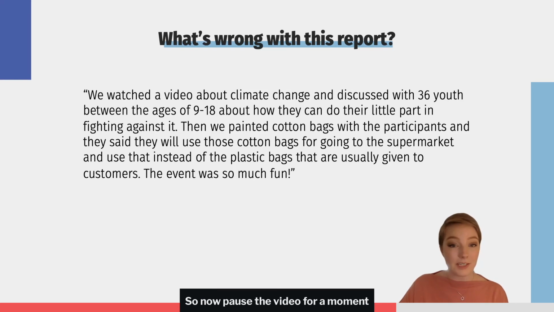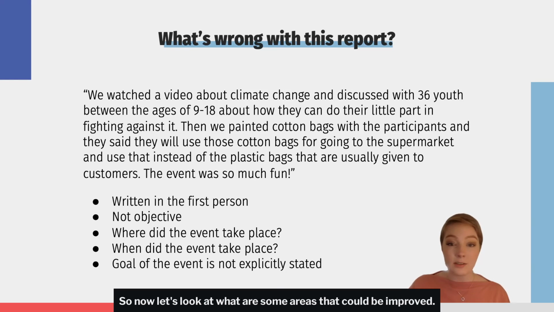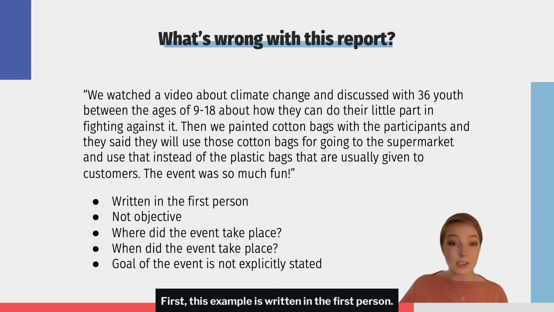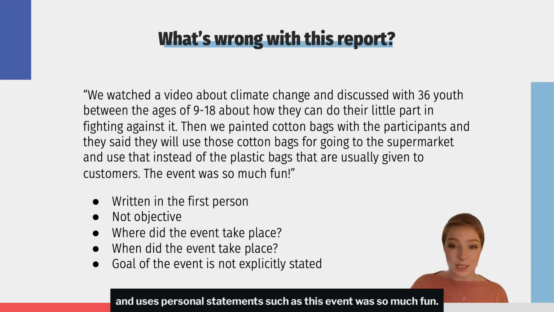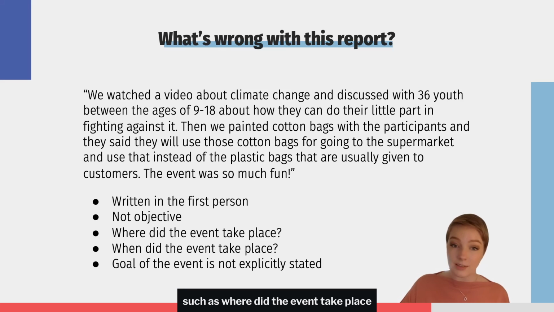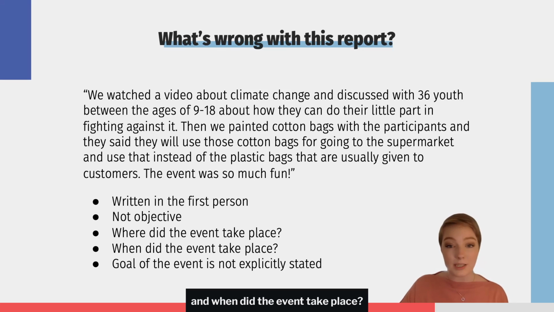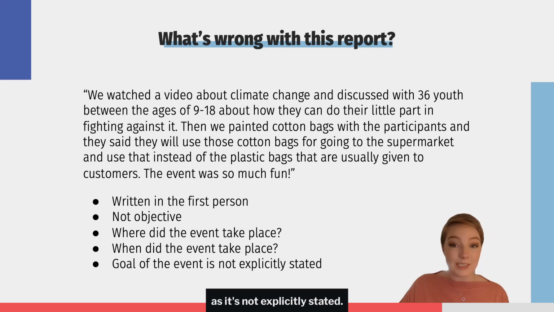So now pause the video for a moment to think about how this report could be better. So now let's look at what are some areas that could be improved. First, this example is written in the first person. It is also not objective and uses personal statements such as this event was so much fun. We also need to know a little bit more of details such as where did the event take place and when did the event take place. We also did not understand the goal of the event as it's not explicitly stated.